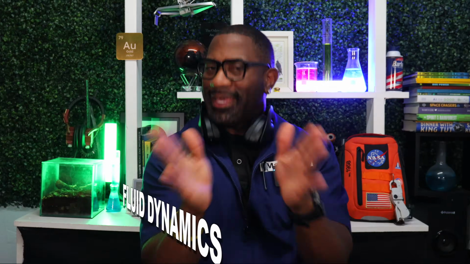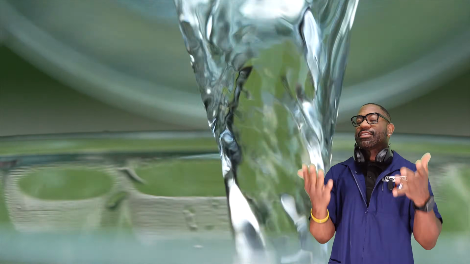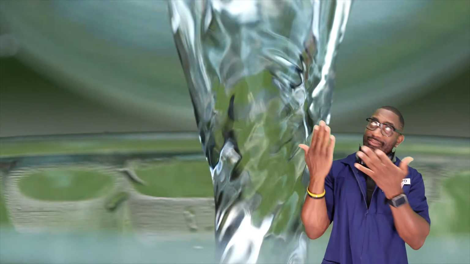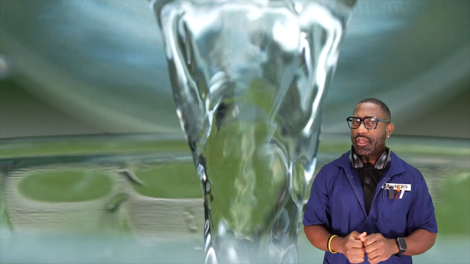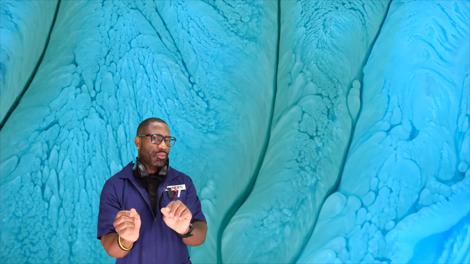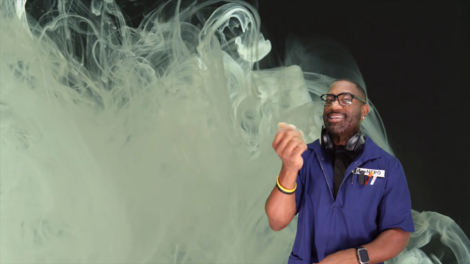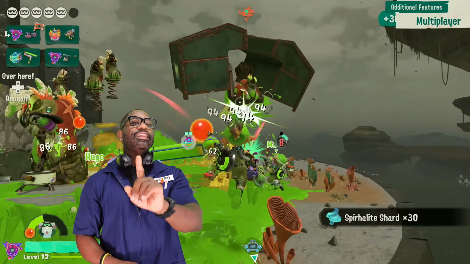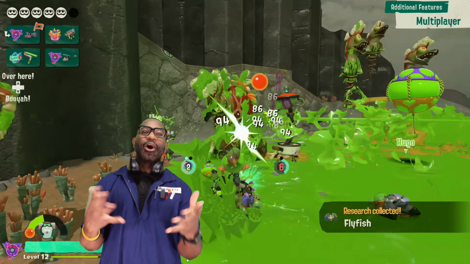Okay, next up is fluid dynamics. This is the science of how fluids move. And yes, of course, water is a fluid, but so is a substance we're all breathing in right now. Air. In fluid dynamics, scientists study how liquids and gases splash, spread, stick, or flow across different surfaces. And that's exactly what makes the ink in Splatoon Raiders so much fun to watch.